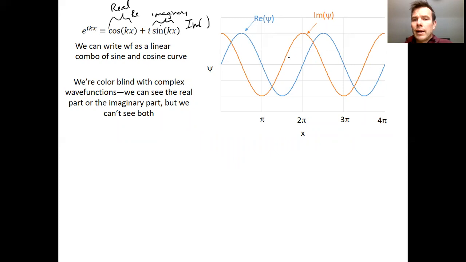Here's the real part. Here's the imaginary. I actually have these backwards. I can see this now. This is the sine curve, so this is the imaginary part. This is the cosine, so this is the real part, but you get the idea. Well, which one is it, you might ask, right? Is it the sine or the cosine curve? And what I would suggest to you is that it's both. And a good analogy is to say that we are in effect colorblind. I can't see the real and the imaginary part together. I can only see one of them. I can graph one of them.